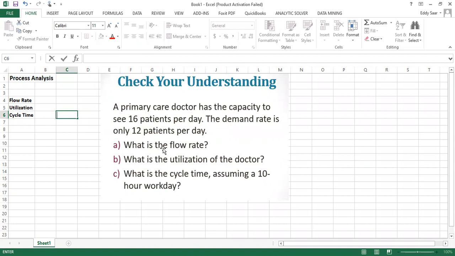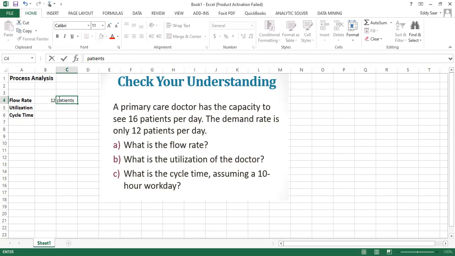So the first thing we're going to look for is the flow rate. We know that the flow rate is the rate at which customers go through a process. With the information, we're only given the capacity and the demand rate. So the capacity is 16 patients per day. The demand rate is 12 patients per day. So with the information we're given, we pick the minimum of the two, which would be the 12 patients per day.